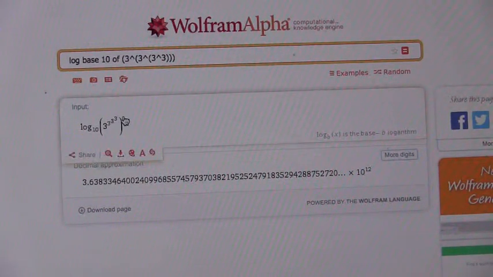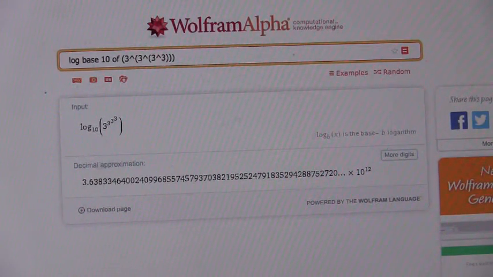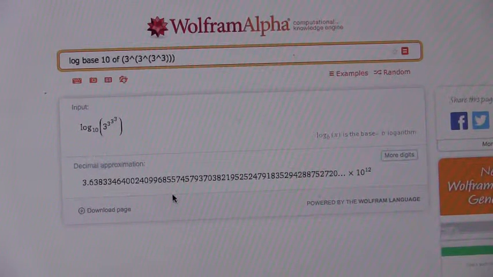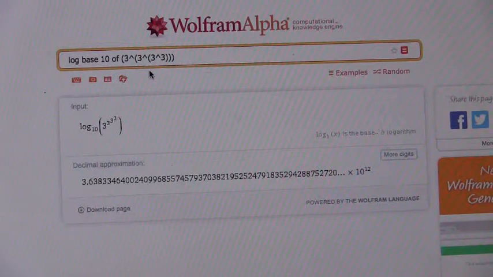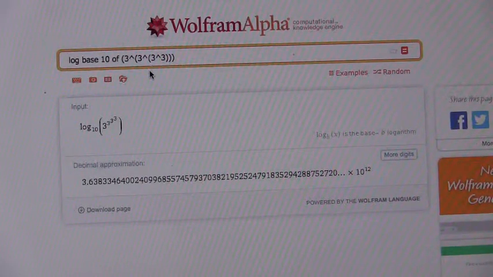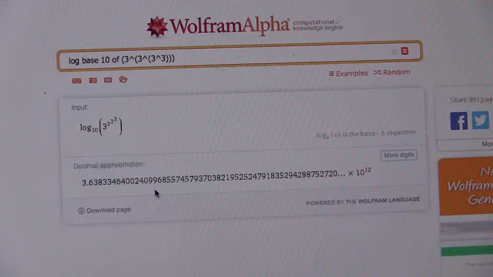So already 3 to the 3 to the 3 to the 3, with only 4 powers of 3, that is the number of digits in that number. Whoa. Forget about how big that number is. That's the number of digits. That's the biggest number we've seen so far. Didn't we do 500 factorial? This is already bigger than 500 factorial by miles. I don't even know if 1,000,000 factorial is that big.